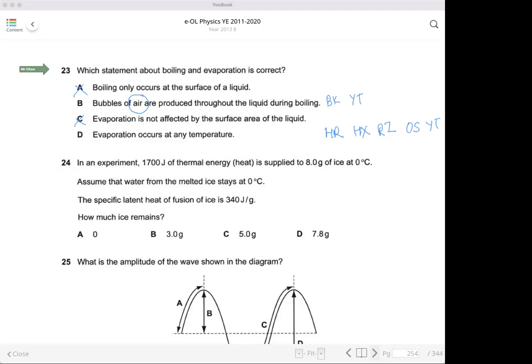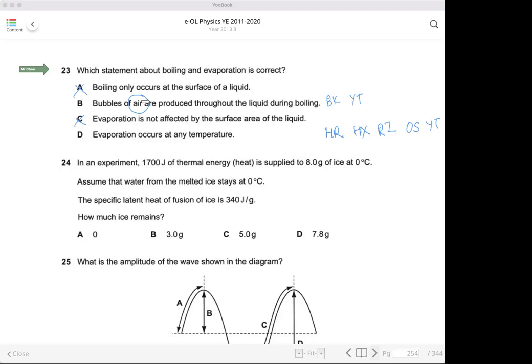Okay, so the only thing that I feel is incorrect is because of the word air. If you were to boil water, you don't produce bubbles of air, you produce bubbles of steam. If you boil oil, for example, you don't produce bubbles of air, you just produce bubbles of the gaseous oil. So in that case, because of the word air here, I will say that B is incorrect. Is that clear?